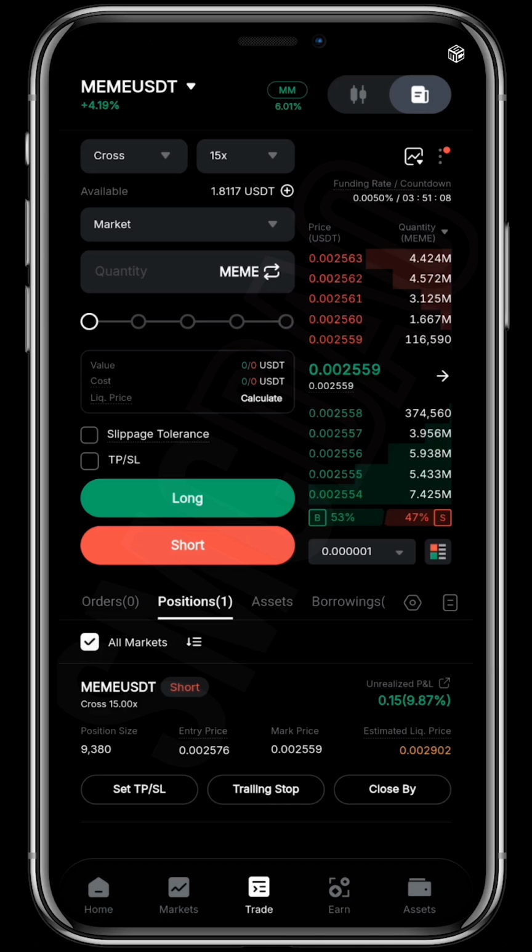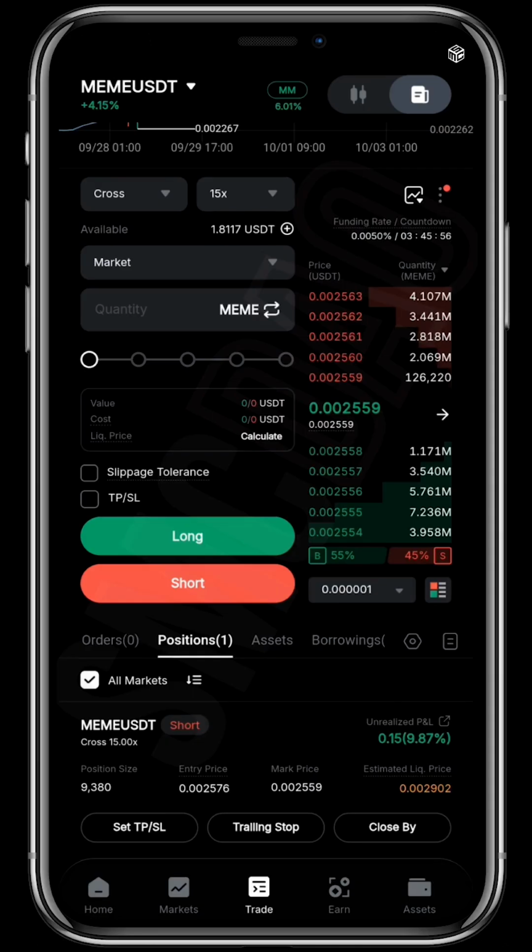0.001199233 USDT. So if the next funding period is a negative funding, it means that we, the short trader, are going to be paying the long traders 0.001199233 USDT. All right, so that's basically how to calculate funding fee. It works the same way if you are in a long position.